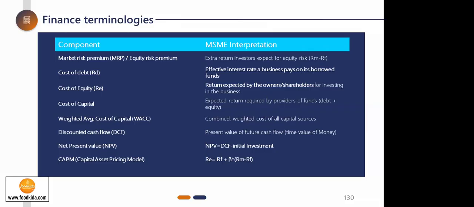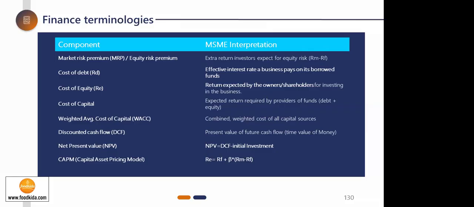Discounted cash flow. What is discounted cash flow? As I told you right now, present value of future cash flows. That means today's 1 rupee will not be 1 rupee 1 year after. It will become 93 paisa. So that discount rate we use. Now, how we will calculate the discount rate, that also we will see. That is nothing but the WACC which we use.